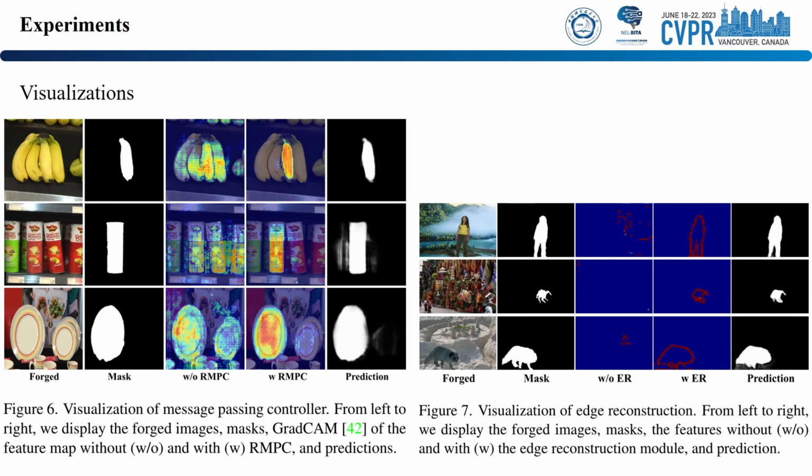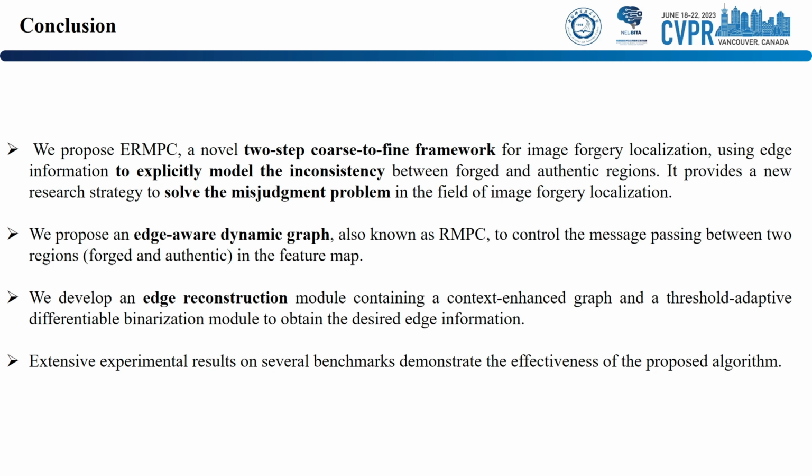To further verify the effects of RMPC and ER, we show visualizations of the message passing controller and the edge reconstruction, respectively. The feature visualization shows that the region message passing controller helps to learn forged features and prevent false alarms. And another figure shows that our edge reconstruction module can efficiently acquire accurate edges, which helps our model perform well.